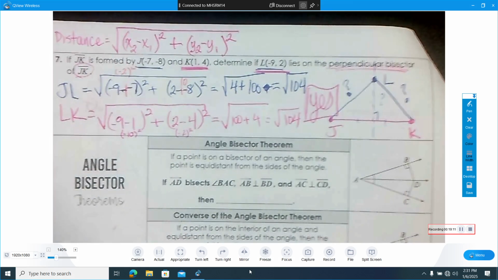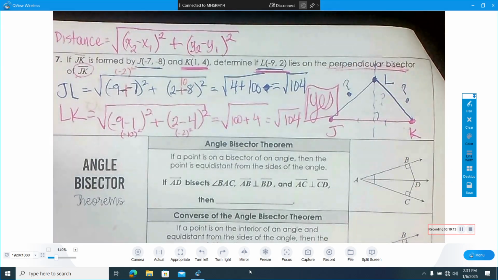Do you have questions for me? Okay. You guys today just need to work on number 1 through 9 on this homework.